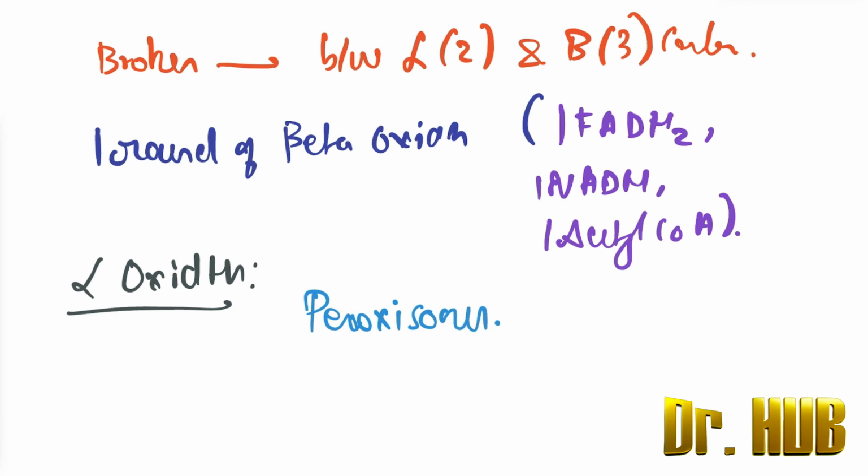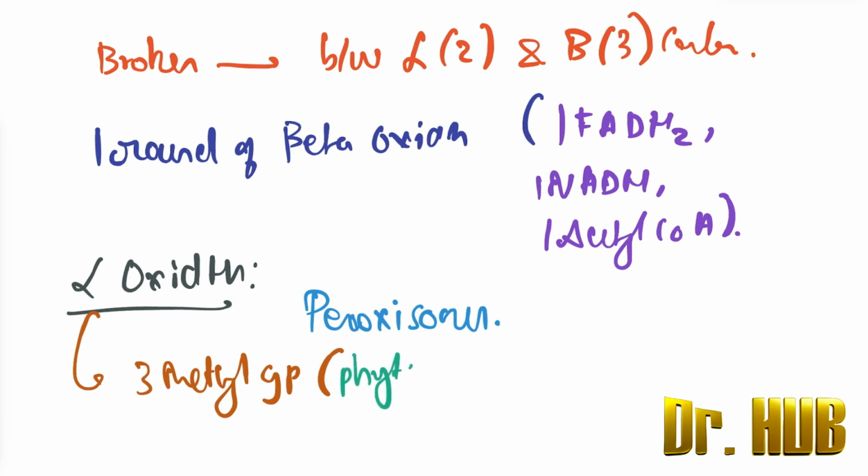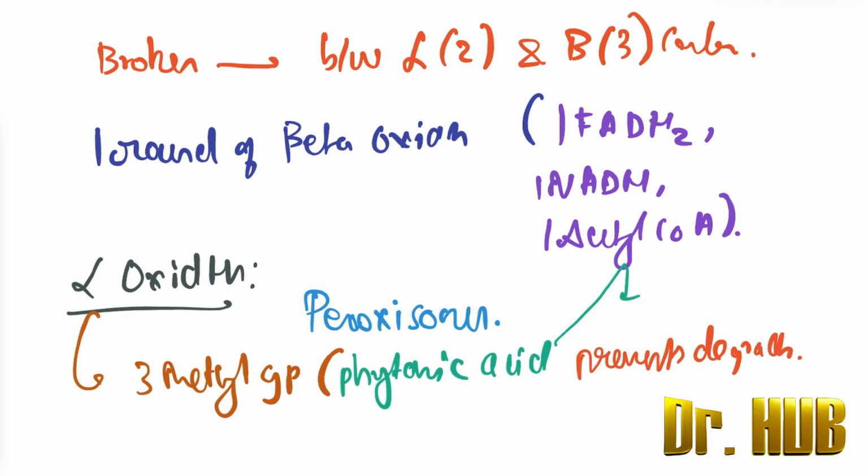And what are the properties? In this alpha oxidation, there is a presence of the 3-methyl group. This 3-methyl group contains the phytanic acid, and this prevents the degradation by beta oxidation.